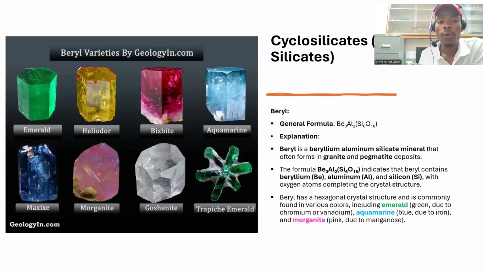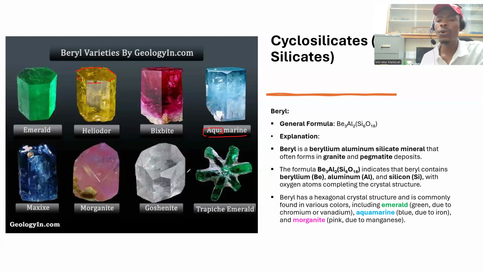because of this hexagonal structure, one, two, three, four, five, six. Basically that's how you're going to be able to differentiate it from the rest. And then this is aquamarine. I always tell people that that's why it's aqua. It looks like water, or it looks like the ocean. And then the Maxixe, the Morganite, and what you call the Trapiche.